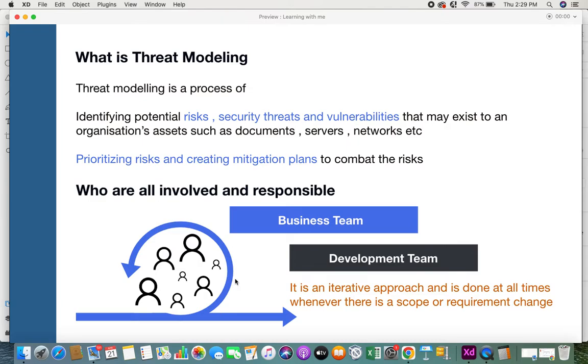It's an iterative approach where every time there's a change of scope, when there are new requirements, when there is a change in technology, when there are any updates to the application, whenever such things arise, the threat modeling needs to be done. It needs to be revised. It needs to be reiterated so that you look into all aspects and ensure that security is managed and there are no potential threats or risks.